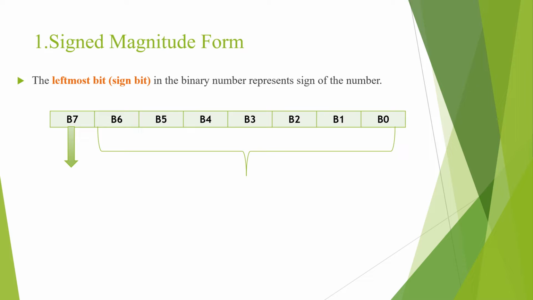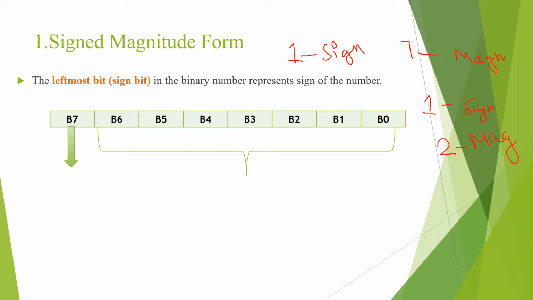Suppose we have one bit for sign, and the remaining 7 bits are used to represent the magnitude. In the example below I have taken 8 bits. In this 8 bit, 1 bit is going to represent the sign bit and the remaining 7 bits are going to represent the magnitude.